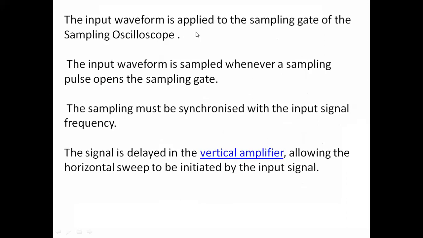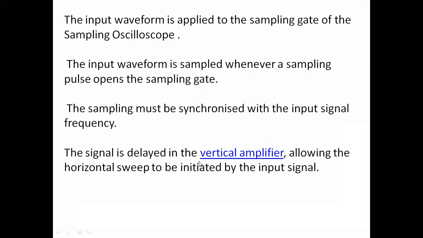Here the input waveform is applied to the sampling gate of the sampling oscilloscope. The input waveform is sampled whenever a sampling pulse opens the sampling gate. The sampling must be synchronized with the input signal frequency. It should be synchronized with the applied input signal and the sampling. Both should be synchronized.